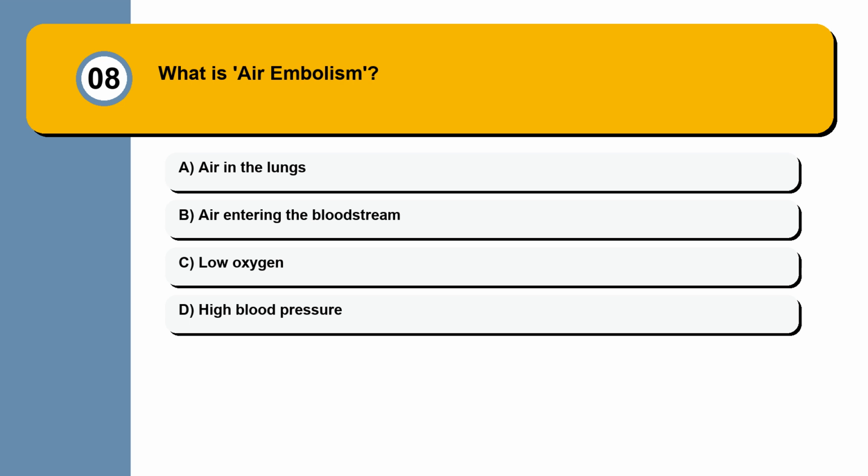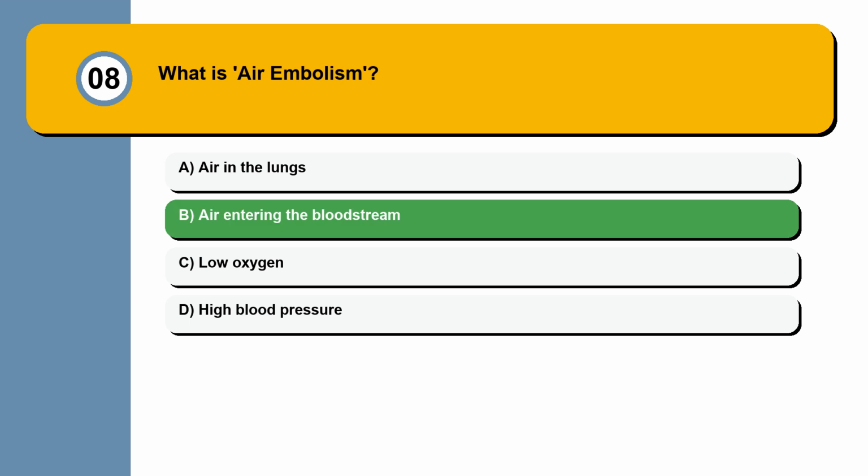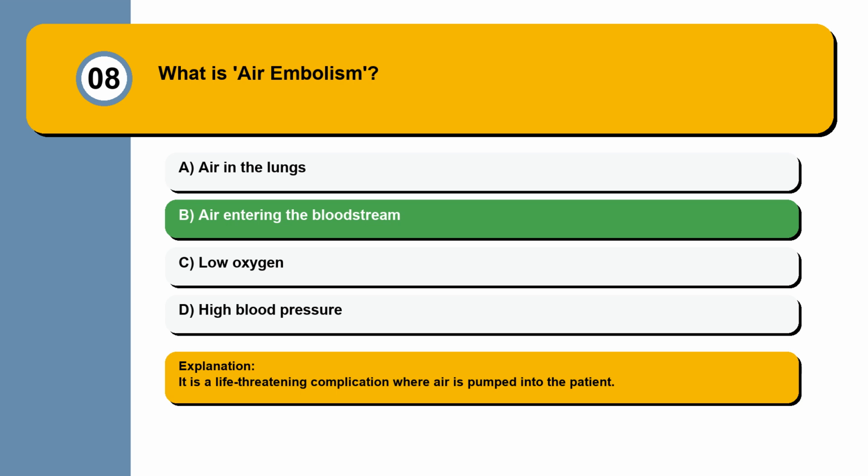Question 8. What is air embolism? Air in the lungs, air entering the bloodstream, low oxygen, high blood pressure. It is a life-threatening complication where air is pumped into the patient.